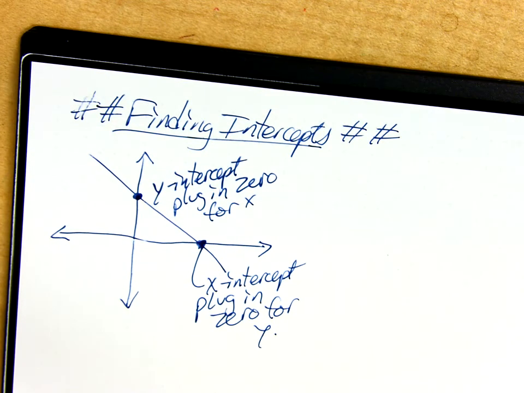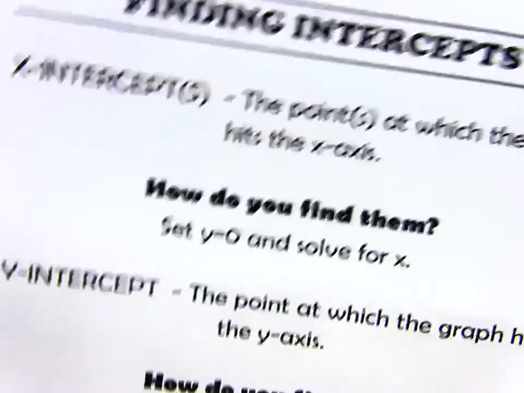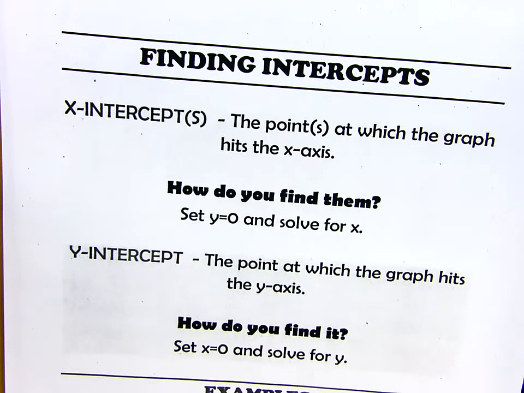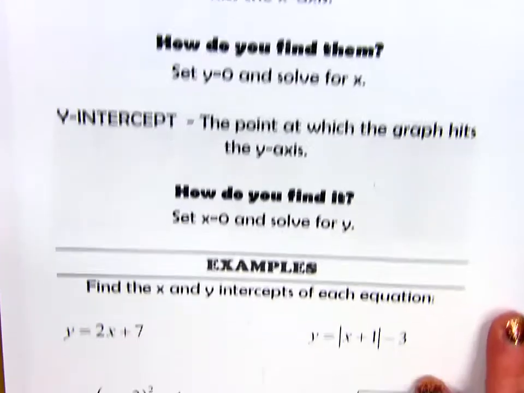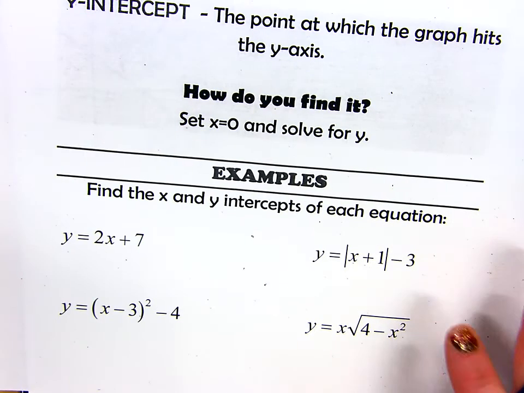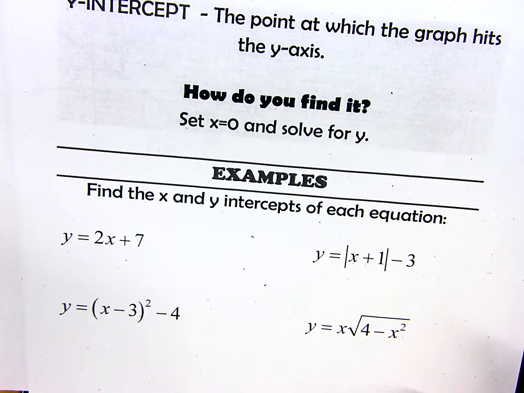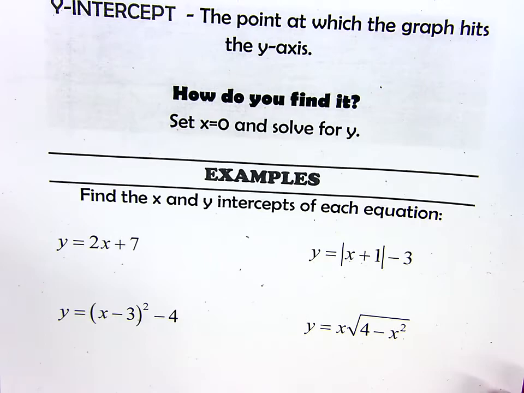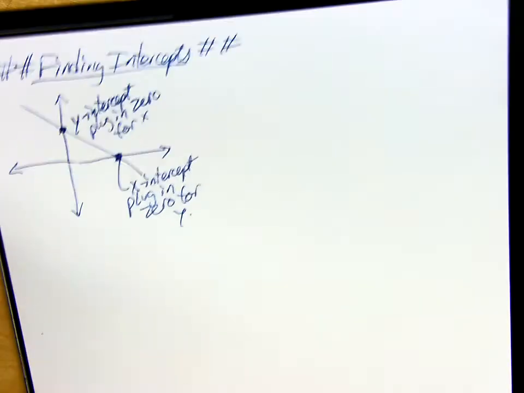Okay, so if we take a look at the examples on the bottom of this note sheet that you have, these are so convenient, these sheets here. Let's take a look at these 4 examples and see if we can find those x-intercepts together. The first one is just y equals 2x plus 7.